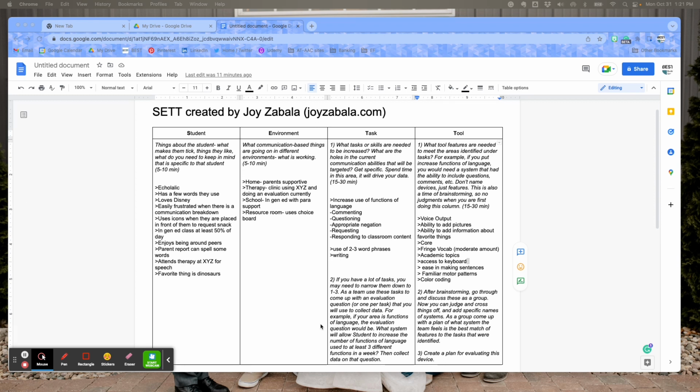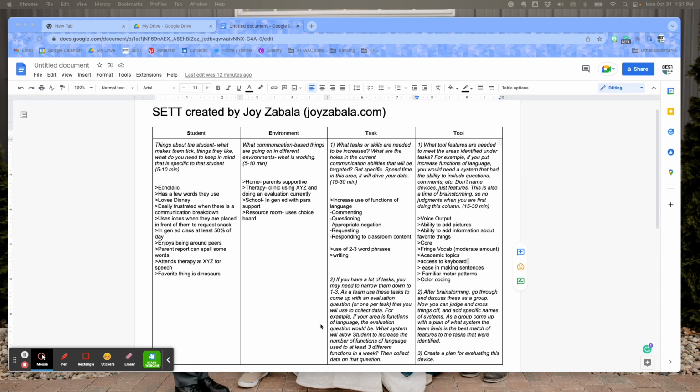We want ease in making sentences or putting together more than one word at a time. We do want to acknowledge that a familiar motor pattern is going to be really something we want to consider and be thinking about. And color coding we felt was really important as a group because that was going to be helpful not only to the student, but to the other people around the student who are using the device with him to be able to incorporate that in what they're doing.